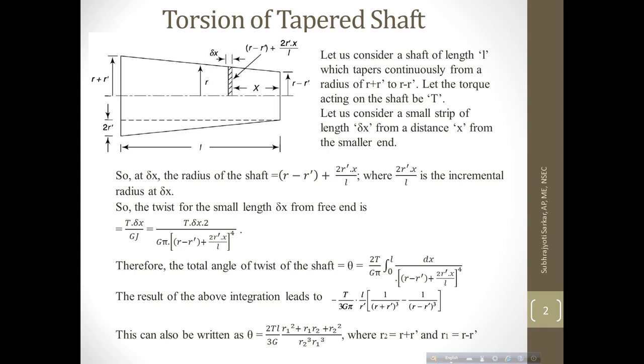So here we put r2 equals r plus r dash and r1 equals r minus r dash, just to simplify those terms and write in r1 and r2 form. You can also multiply the other terms and perform the simplification in terms of r and r dash, so you will get a separate result as per your simplification.